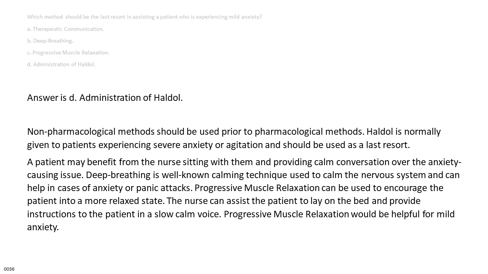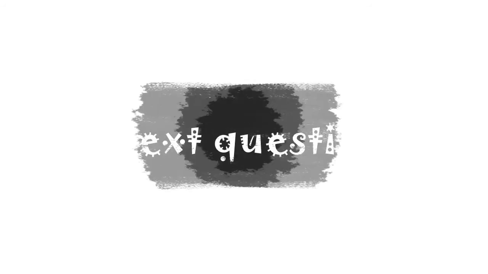Deep breathing is a well-known calming technique used to calm the nervous system and can help in cases of anxiety or panic attacks. Progressive muscle relaxation can be used to encourage the patient into a more relaxed state. The nurse can assist the patient to lay on the bed and provide instructions to the patient in a slow, calm voice. Progressive muscle relaxation would be helpful for mild anxiety.